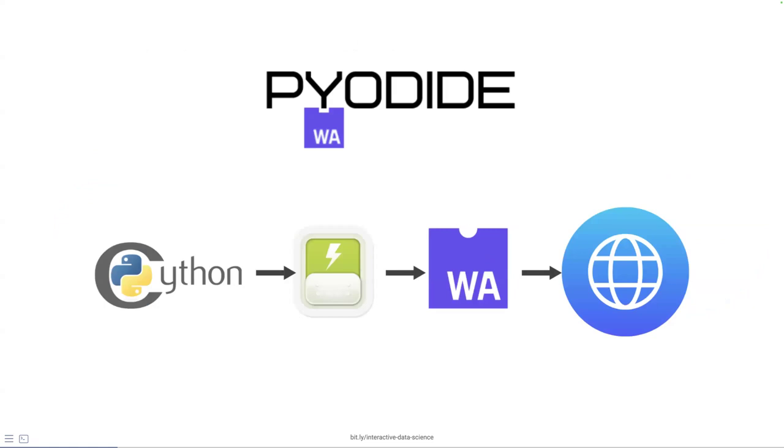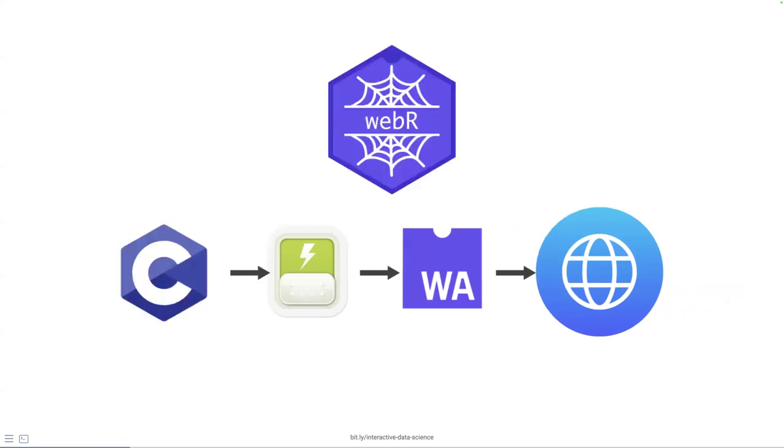Python has had a browser solution for a while called Pyodide. So what Pyodide does is compile the Python interpreter CPython to WebAssembly using Emscripten, and then it makes it possible to run Python in the browser. And relatively more recently, now R has a similar solution with WebR. So WebR is the WebAssembly version of R that has been compiled to run in the browser.